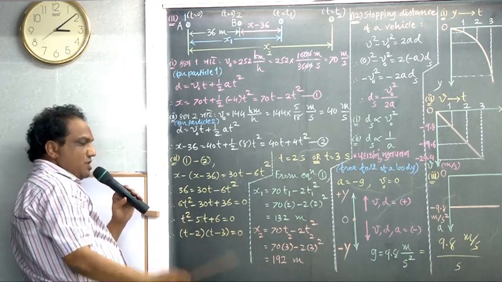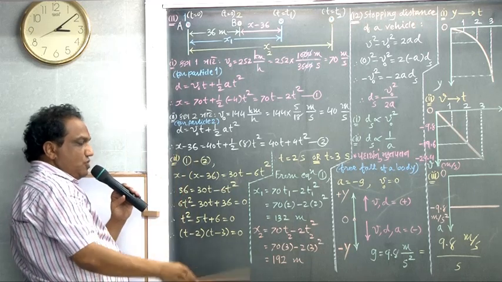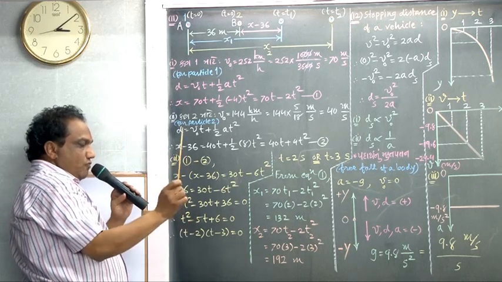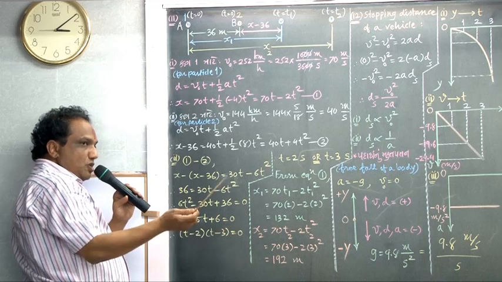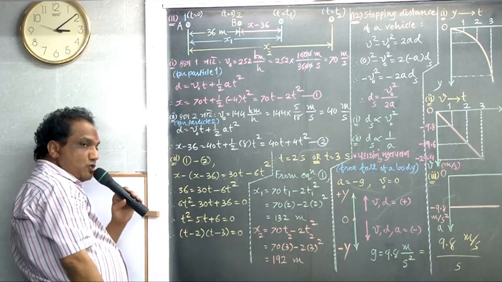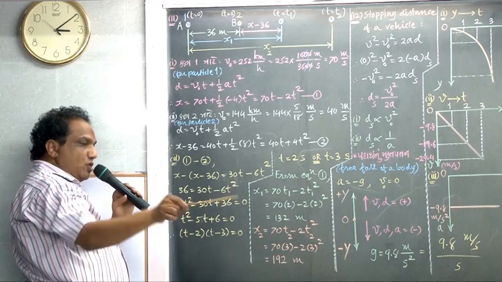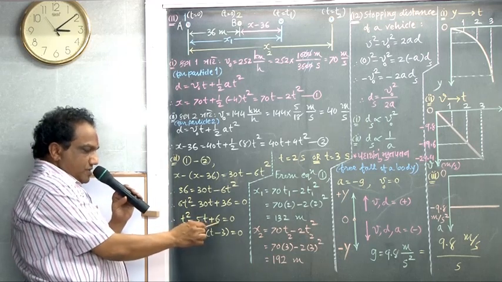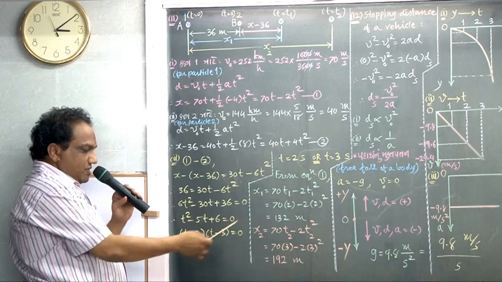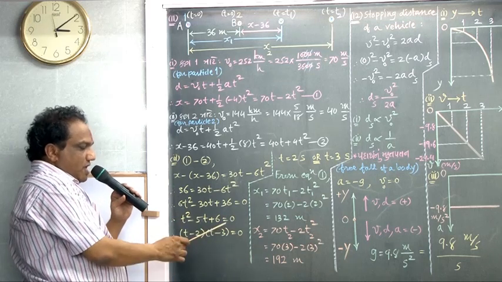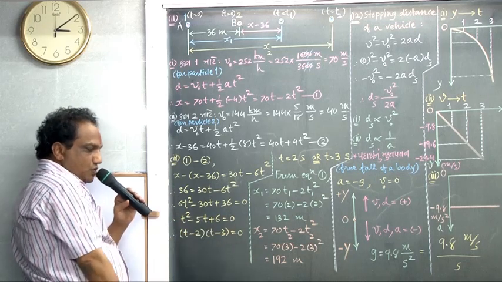Factorize this equation. You should find two values whose addition is minus 5 and whose multiplication is plus 6. You know, minus 2 and minus 3. Minus 2 minus 3, how much is it? Minus 5. And minus 2 into minus 3, how much is it? Plus 6. So you can factorize this equation this way: t minus 2 into t minus 3 equals 0.